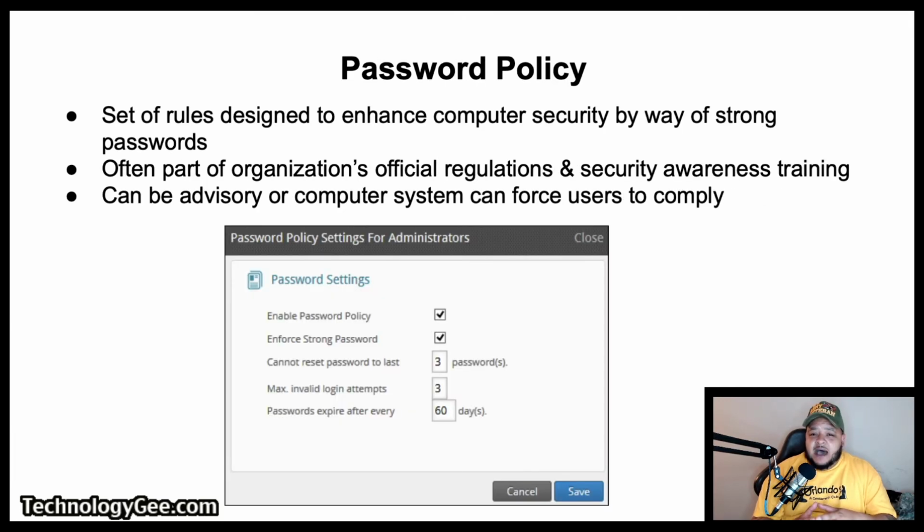Then we have a password policy. So this is a set of rules designed to enhance computer security by encouraging users to employ strong passwords and to use them properly. A password policy is often part of an organization's official regulations and may be taught as part of a security awareness training. Either the password policy is merely advisory or the computer systems force users to comply with it. And some governments have national authentication frameworks that define requirements for user authentication to government services, including requirements for passwords.